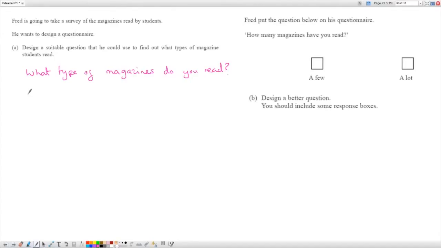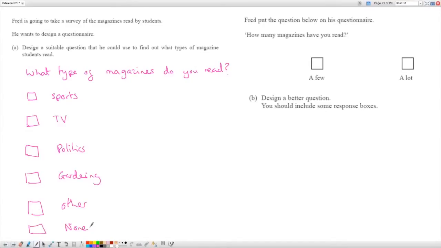But importantly now, you need to give them some options. So picking some types, for example, sports, TV magazine, politics, gardening, any magazine you can think of that gives an option, and importantly, a final box of other. So 3 or 4 choices and then an other box, or indeed none if they don't read magazines.